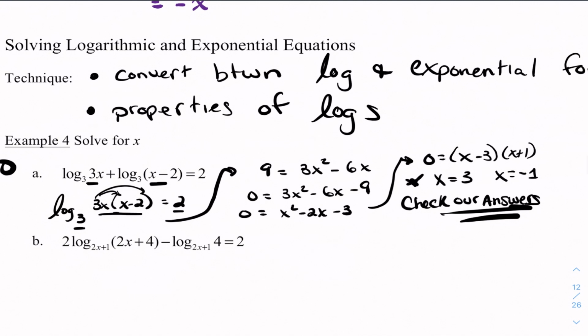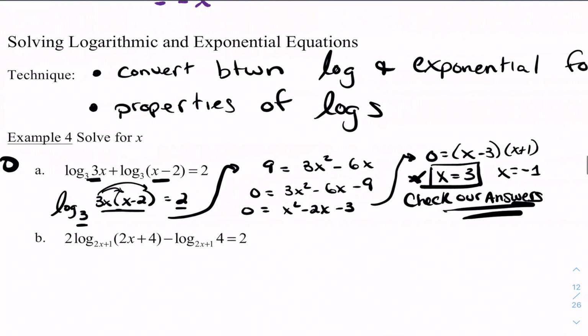So if we check out 3, 3 times 3 is positive, that works. 3 minus 2 is positive, that works. So x equals 3 is a solution. If I plug in negative 1 into our first log, I have 3 times negative 1, that's negative. So negative 1, although it factors out nicely, is not a solution to the problem.